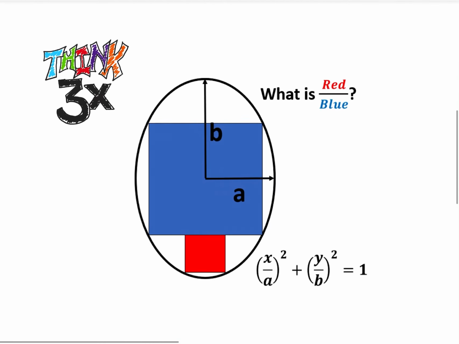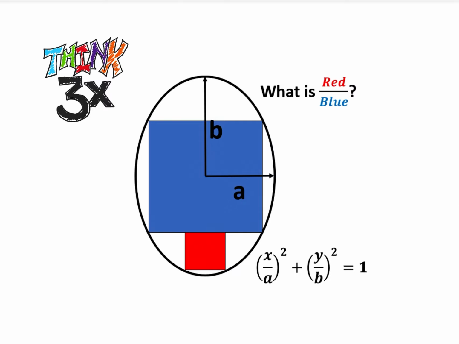Today we're going to be solving a fun geometric problem. This problem is very similar to a previously done problem. We did a circle with the blue square and the red square below it, and we found that the area of the red over the area of blue for a circle was 1 over 25, which is a nice number.